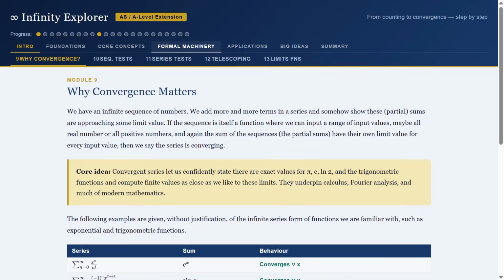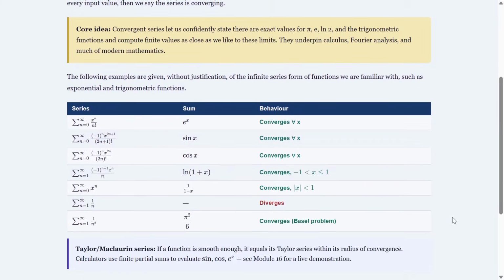Why is that idea important? First of all, it enables us to confidently state that there is an exact value for numbers such as pi and e and ln2 and the trigonometric functions. Then it enables us to compute finite values as close as we like to those limits. And all of this underpins calculus and much of modern mathematics.